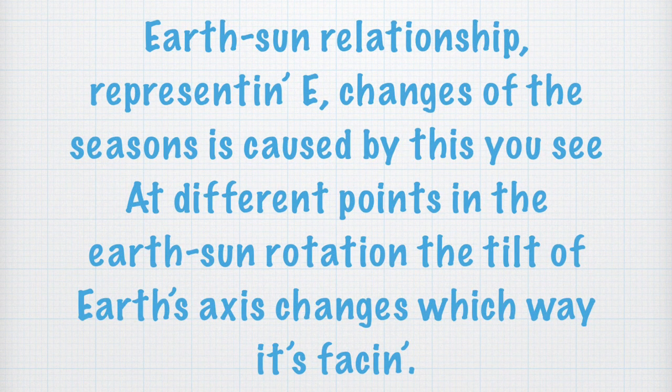Earth-sun relationship, representing E. Changes of the seasons is caused by this, you see. At different points in the Earth-sun rotation, the tilt of Earth's axis changes the way it's facing.